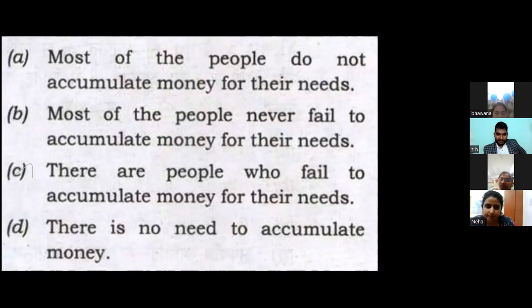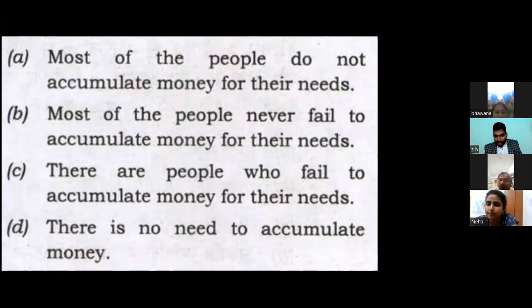Okay. So what you're saying, C is more general and C is more safe when it says yes. Yes. There are people who fail to accumulate money for their needs. In the previous slide, as we saw, there will always be people who won't like something, be it fish, be it vegetables, or be it something else.